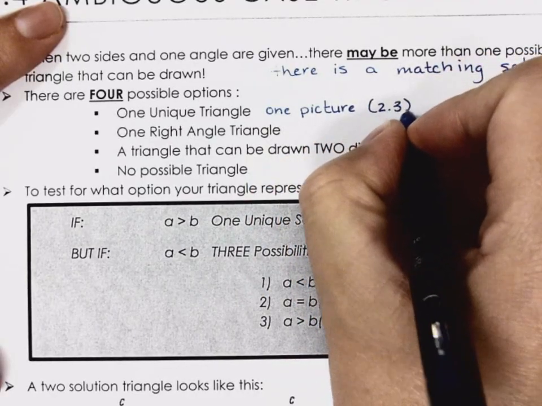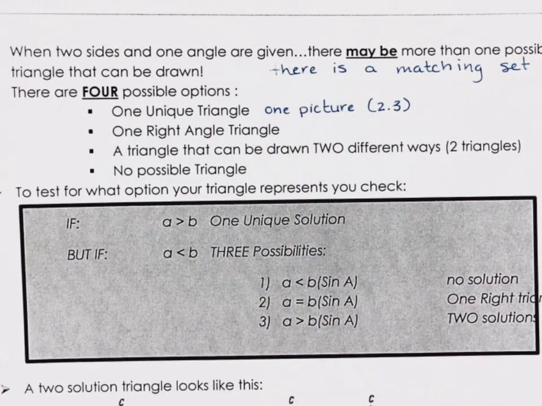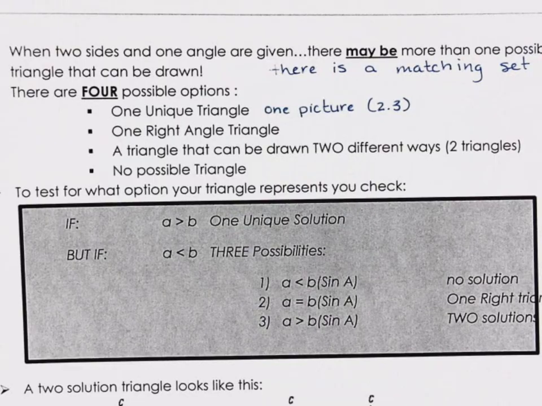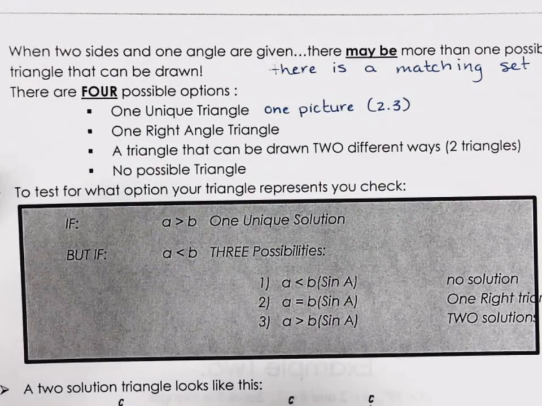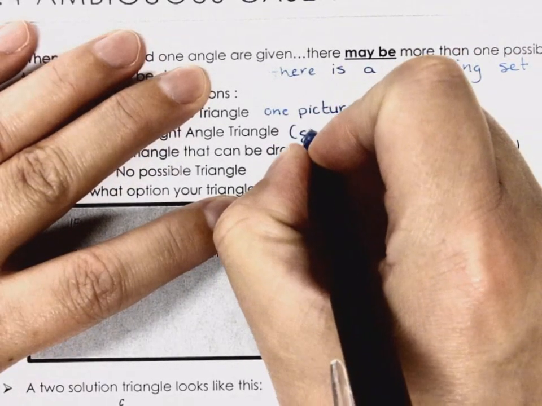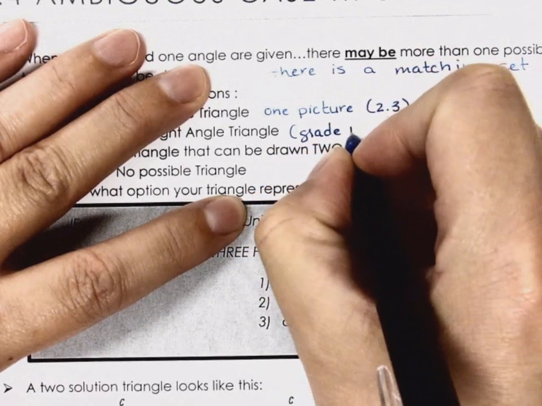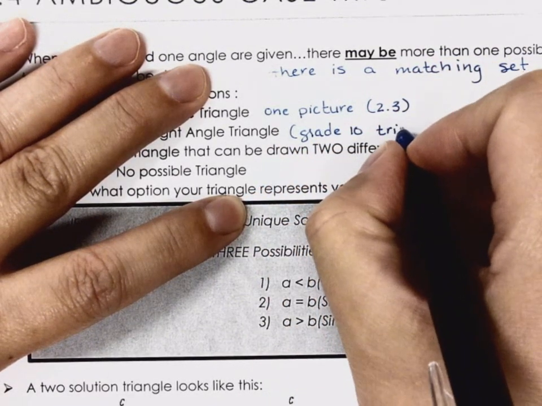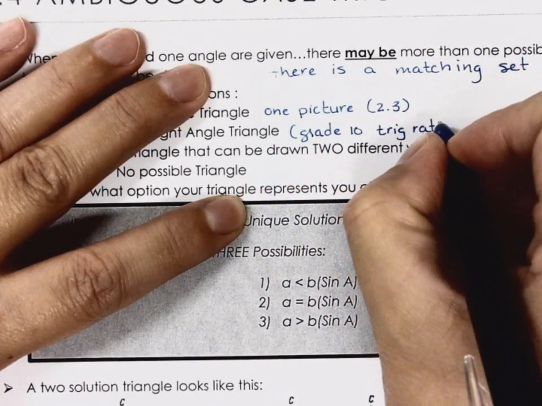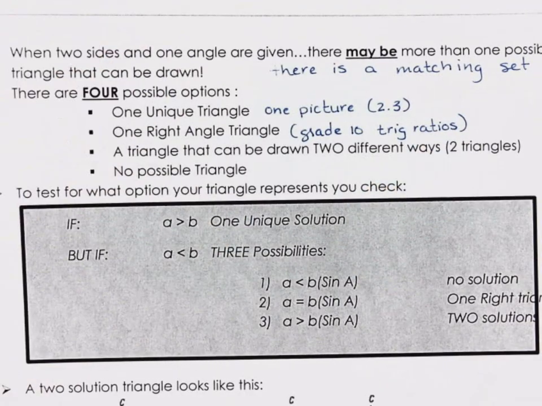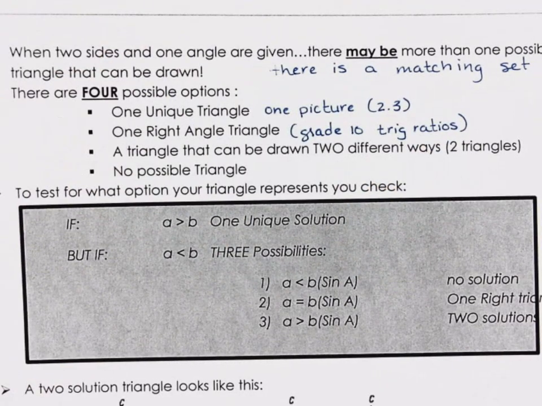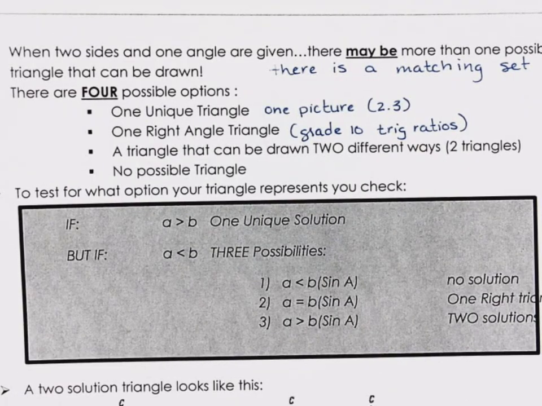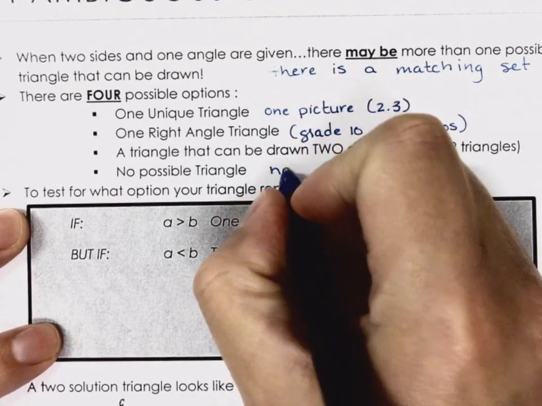So that's like less than 2.3, that's the easy stuff we did yesterday. One right triangle. That's grade 10. I remember that. That's easy peasy. So those are your trig ratios then. And no possible triangle. That's always fun. A triangle actually can't be created, so we would have no solution here.